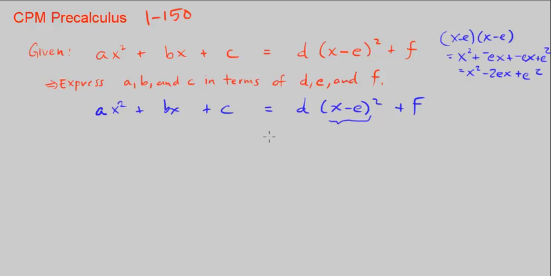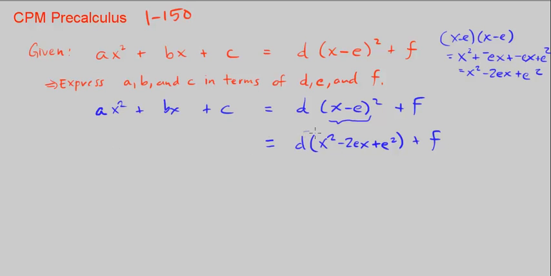So I'm going to substitute that in. These are both still equal. So it's going to be d times all of that, x squared minus 2ex plus e squared, and we still have the plus f. And the left hasn't changed.